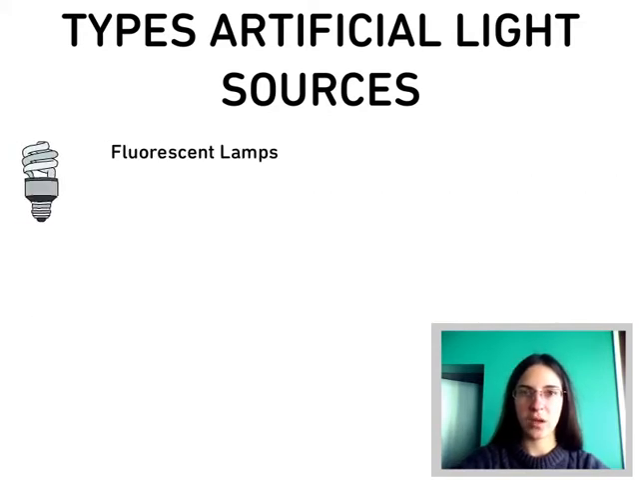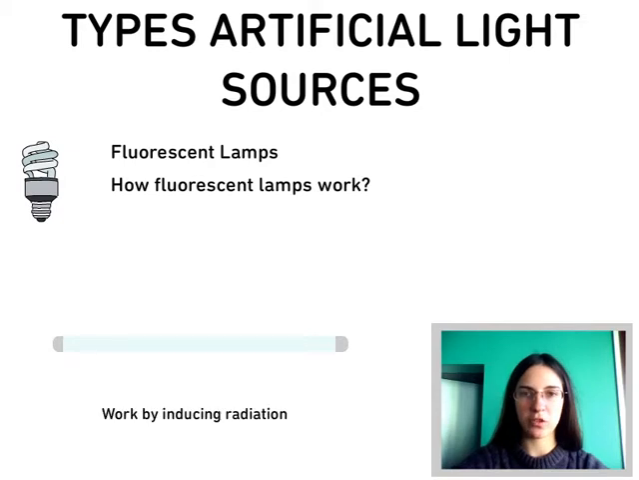Fluorescent lamps. How fluorescent lamps work. Fluorescent lights work by inducing radiation. Inside the tube there is mercury vapor that, when exposed to an electric current, is ionized, inducing ultraviolet radiation. A phosphorus cover on the inside of the glass tube absorbs the UV radiation and fluoresces, glows, producing visible light.